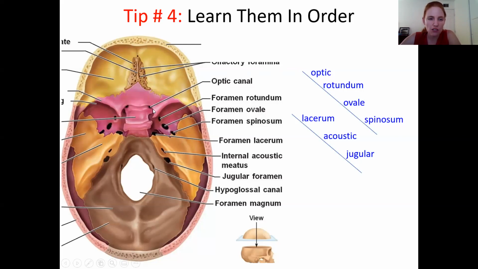When you look at these foramina, you'll notice that they create basically two diagonal lines. Here's one diagonal line, here's the other. In the first diagonal line, we have the optic canal, the foramen rotundum, the foramen ovale, the foramen spinosum, and then we jump back over to the next line: the foramen lacerum, the internal acoustic meatus, and then the jugular foramen. So you break up the information by learning it in two different rows.